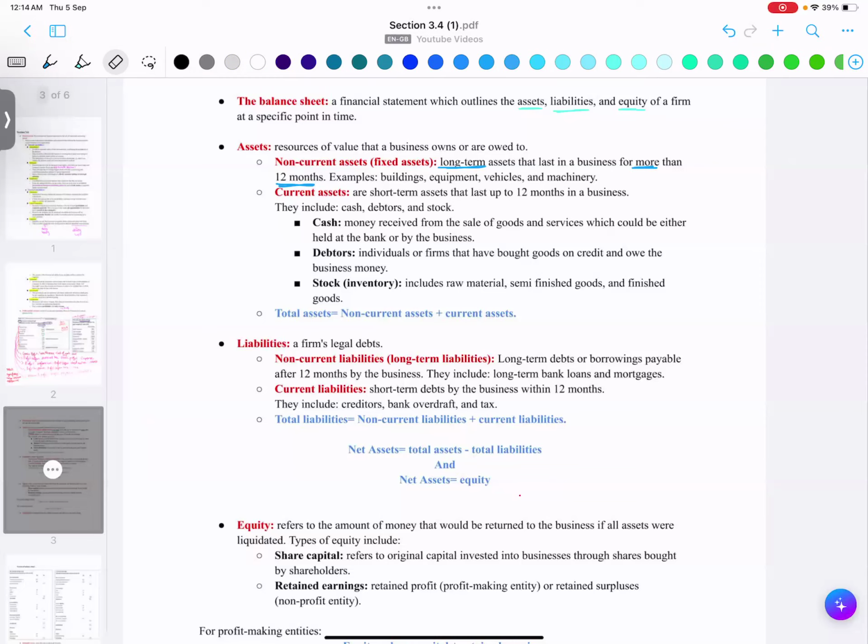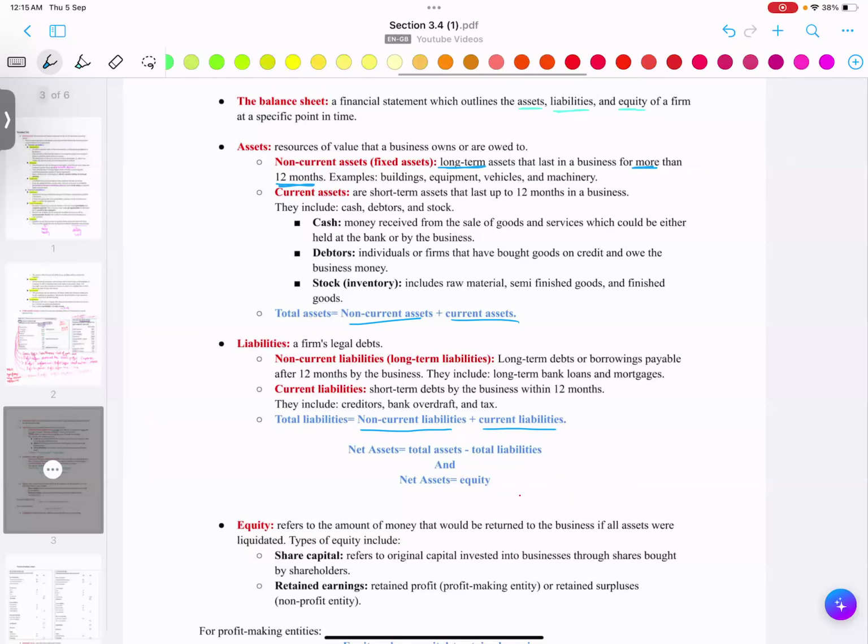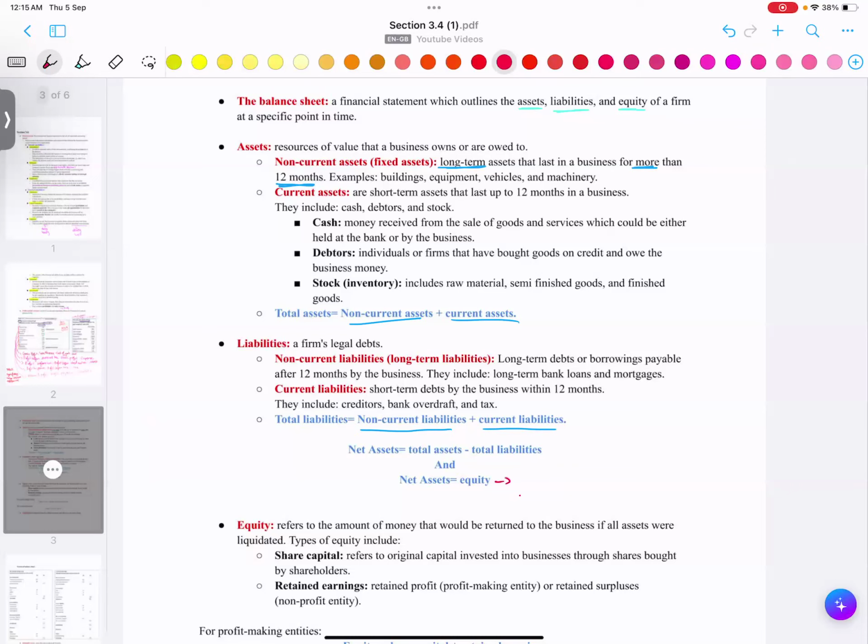Total assets are non-current assets plus current assets. It's the same for liabilities: non-current liabilities plus current liabilities. Net assets are total assets minus total liabilities, and net assets have to be equal to equity. Basically, if net assets are not equal to equity, then your balance sheet is wrong. Okay, these two have to be equal, you guys, or else your balance sheet is wrong.